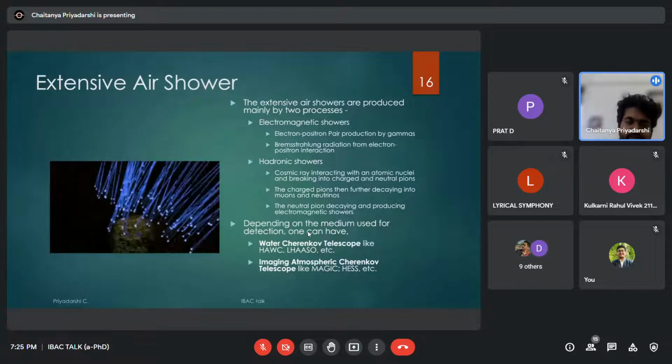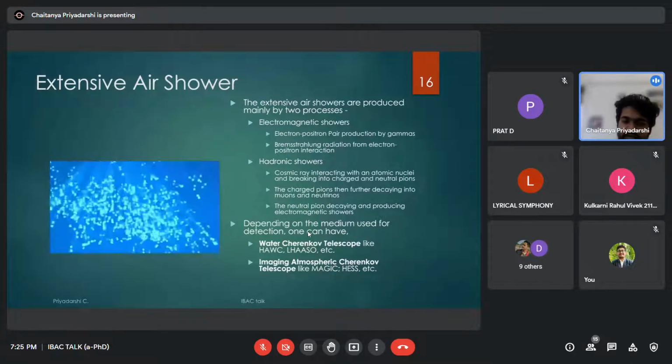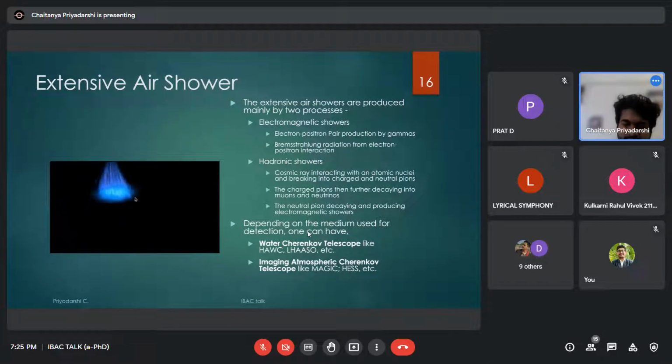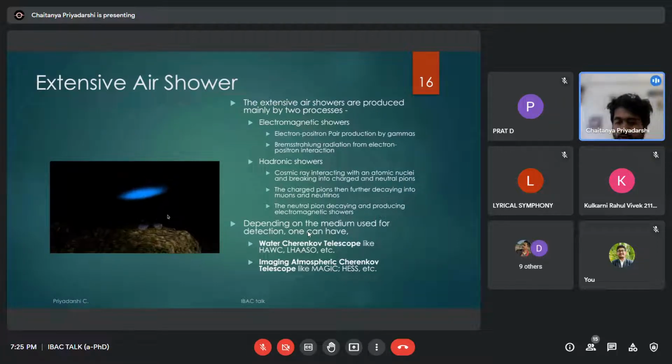Now it matters how and where we observe this phenomenon, this Cherenkov radiation. If this radiation is observed in the atmosphere, we call the detectors imaging atmospheric Cherenkov telescopes, like MAGIC, HESS, etc.